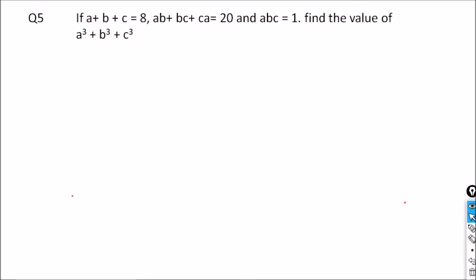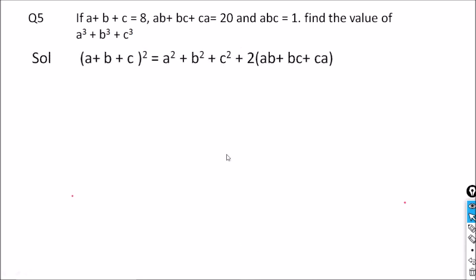Now student, let us try this problem. In this problem, a plus b plus c is given as 8, ab plus bc plus ca is given as 20, abc is given as 1, and it is asked to find the value of a cube plus b cube plus c cube. First of all, we are going to find the value of a square plus b square plus c square. For this, we will use our identity (a + b + c) whole square.